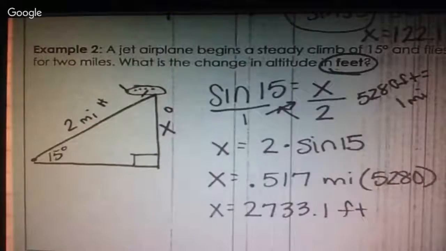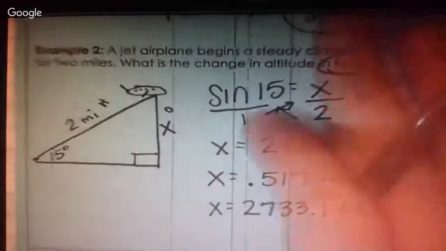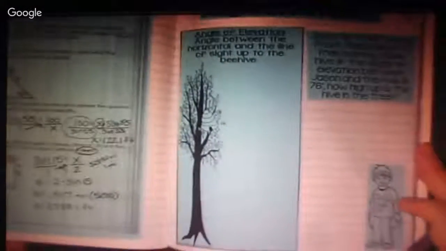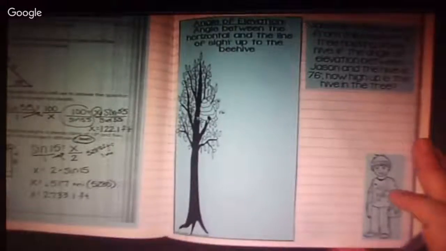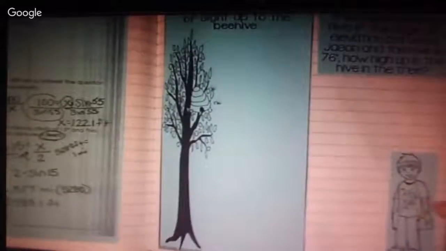Okay. You've got 2 vocabulary words that you need to associate with word problems. The first one is called your angle of elevation. What does it mean to elevate? To go up. So, if we're looking at an angle of elevation, it's the angle at the ground. It's the angle that goes from the ground up. So it's the angle between the horizontal and the line of sight up to the beehive.